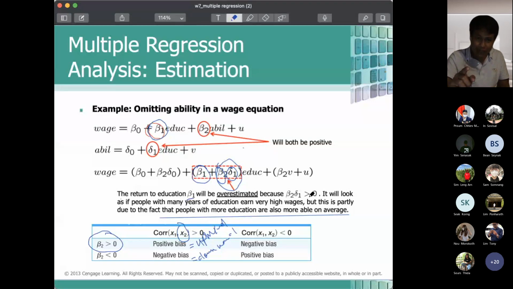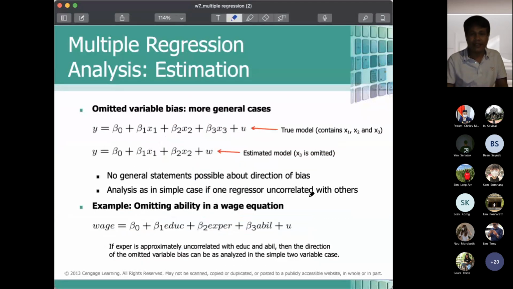All right. So let's move on. What we discussed so far, as a note, is that the rule for knowing whether the bias is positive or negative only applies when we have two independent variables. In the more general case, if we have more than two independent variables, when you omit one, for instance x3, you still have x1 and x2. So no general statement is possible about the direction of bias. We cannot say the direction is positive, or upward, or negative, or downward bias. That direction can be told only if you have two independent variables.